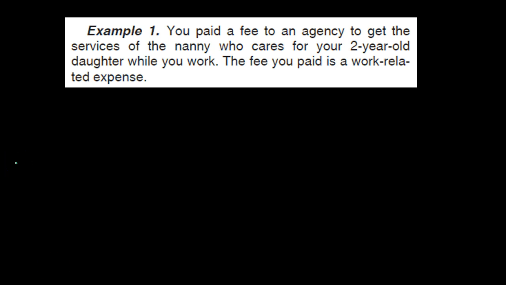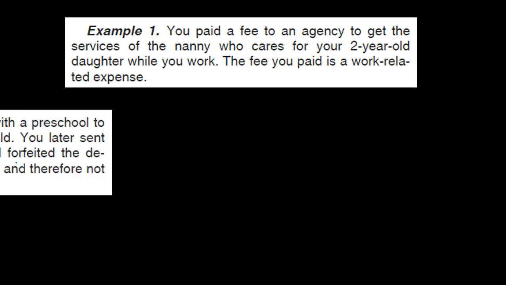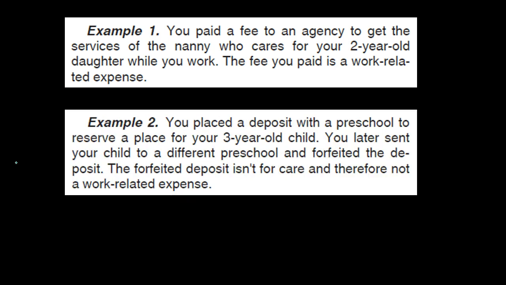Example 1, you paid a fee to an agency to get the services of the nanny who cares for your 2-year-old daughter while you work. The fee you paid is a work-related expense. That seems fairly straightforward. Example 2, you placed a deposit with the preschool to reserve a place for your 3-year-old child. You later sent your child to a different preschool and forfeited the deposit. The forfeited deposit isn't for care and therefore not work-related.